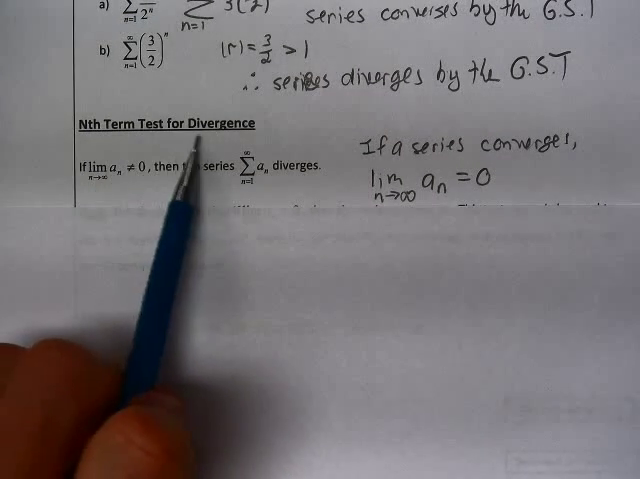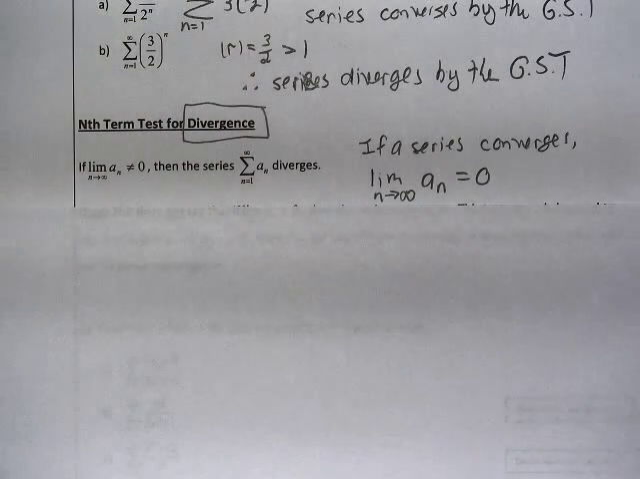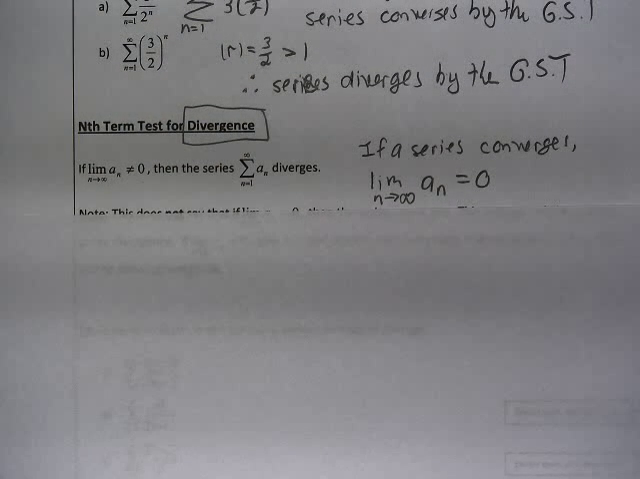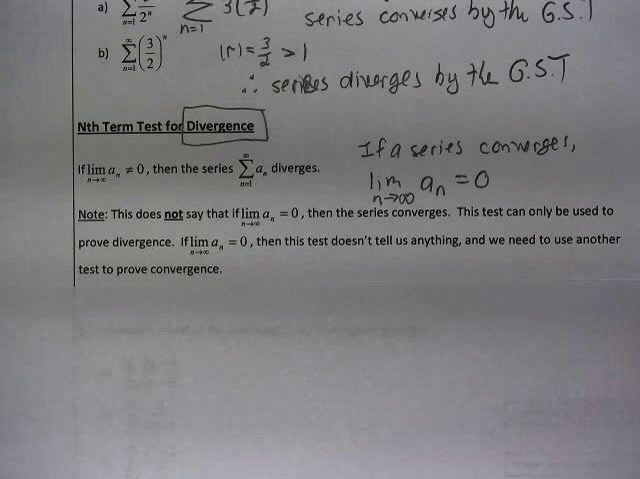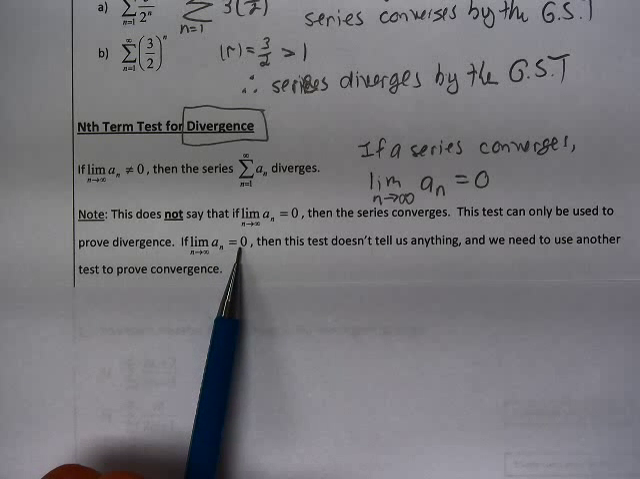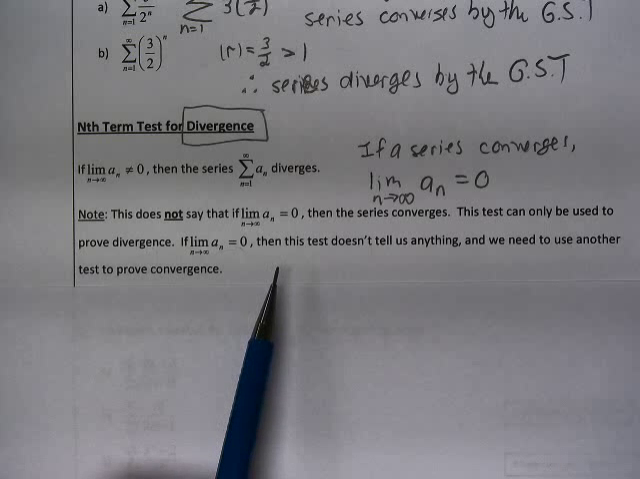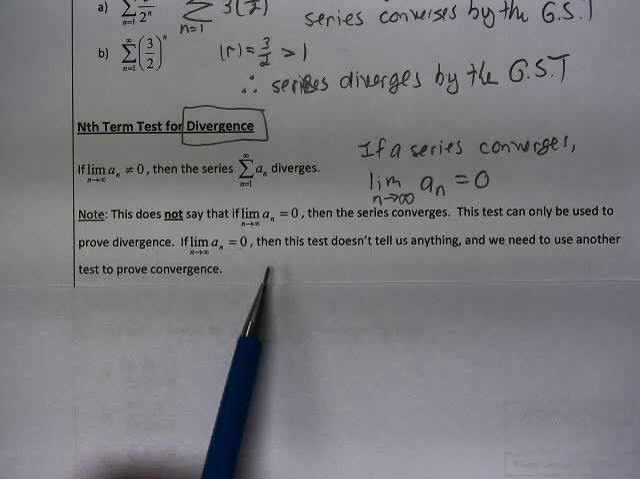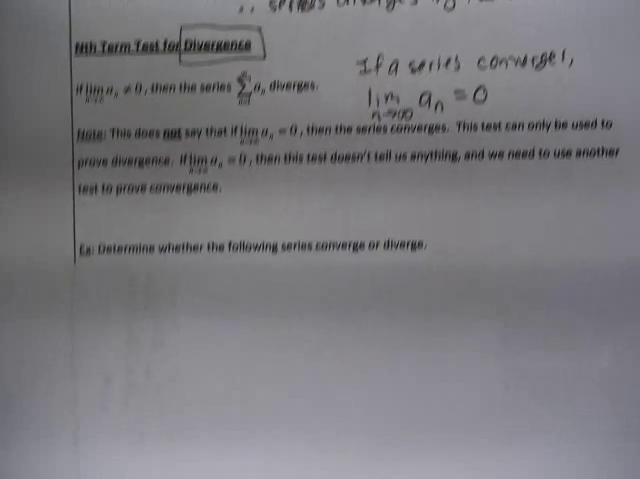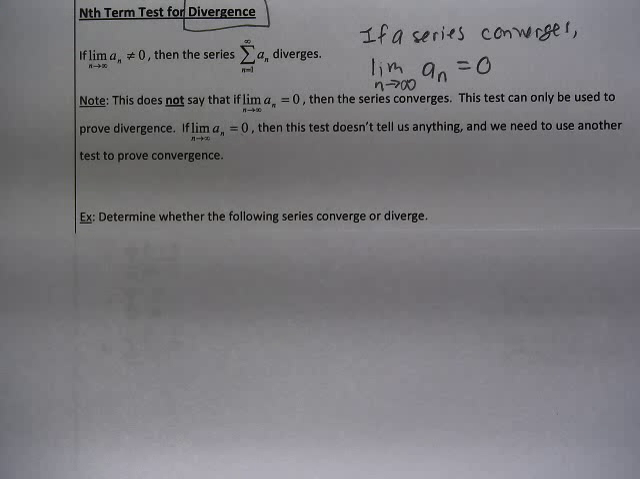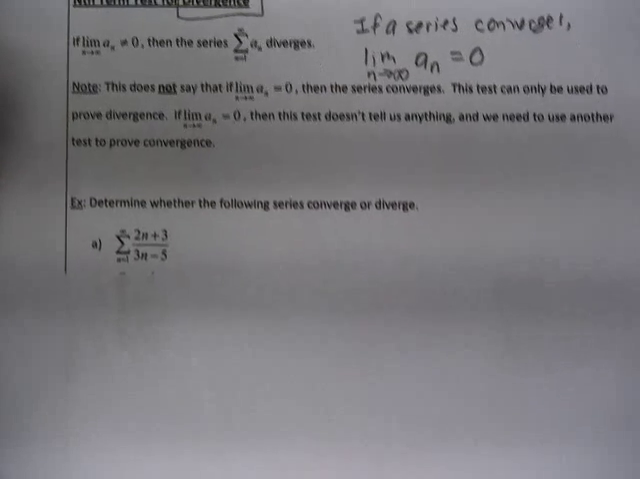So the nth term test for divergence only can be used to prove divergence. We can never use the nth term test to prove convergence. So if we do find that the limit of the terms approaches 0, then this test tells us only that the series might converge. It doesn't tell us that it converges. We have to use another test to prove convergence. We can use it to prove that a series diverges.